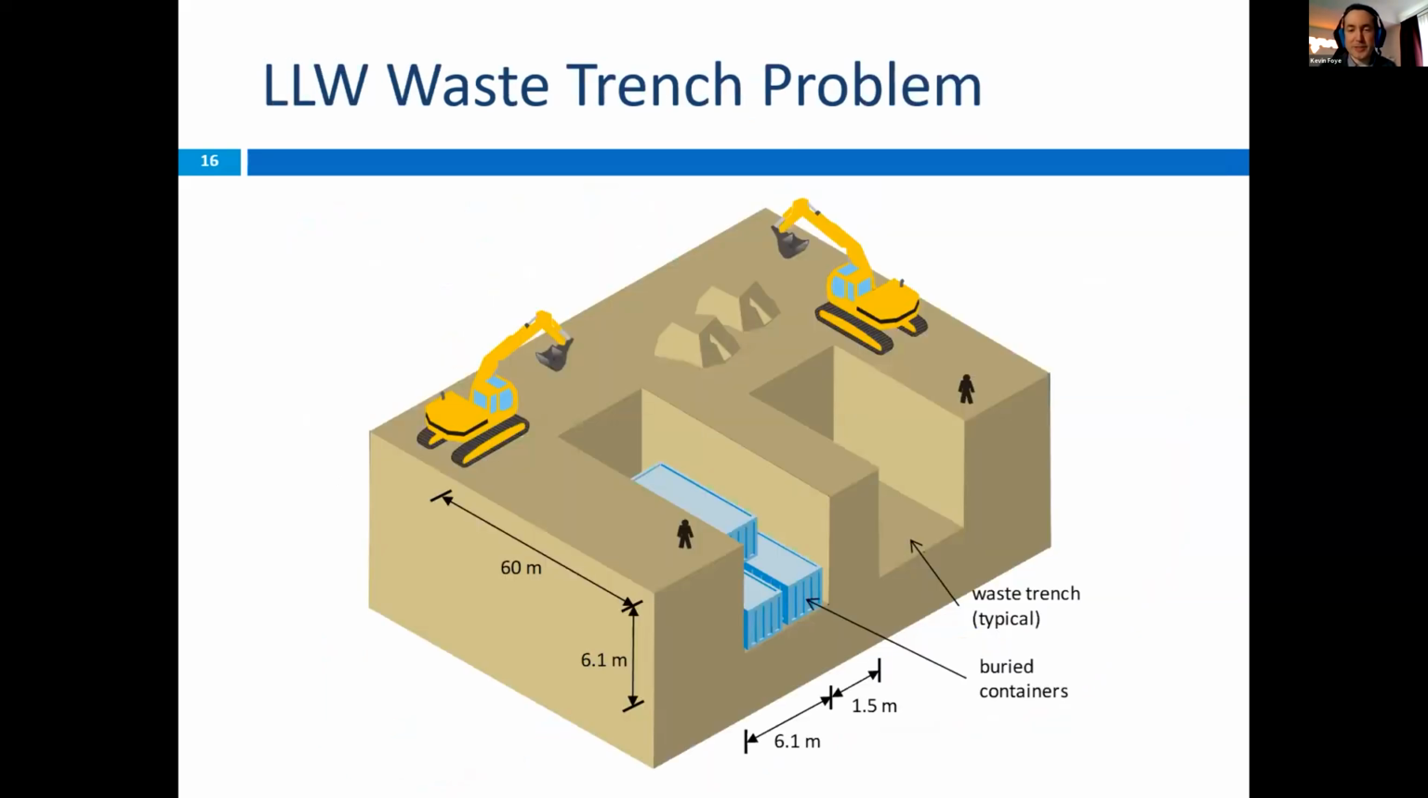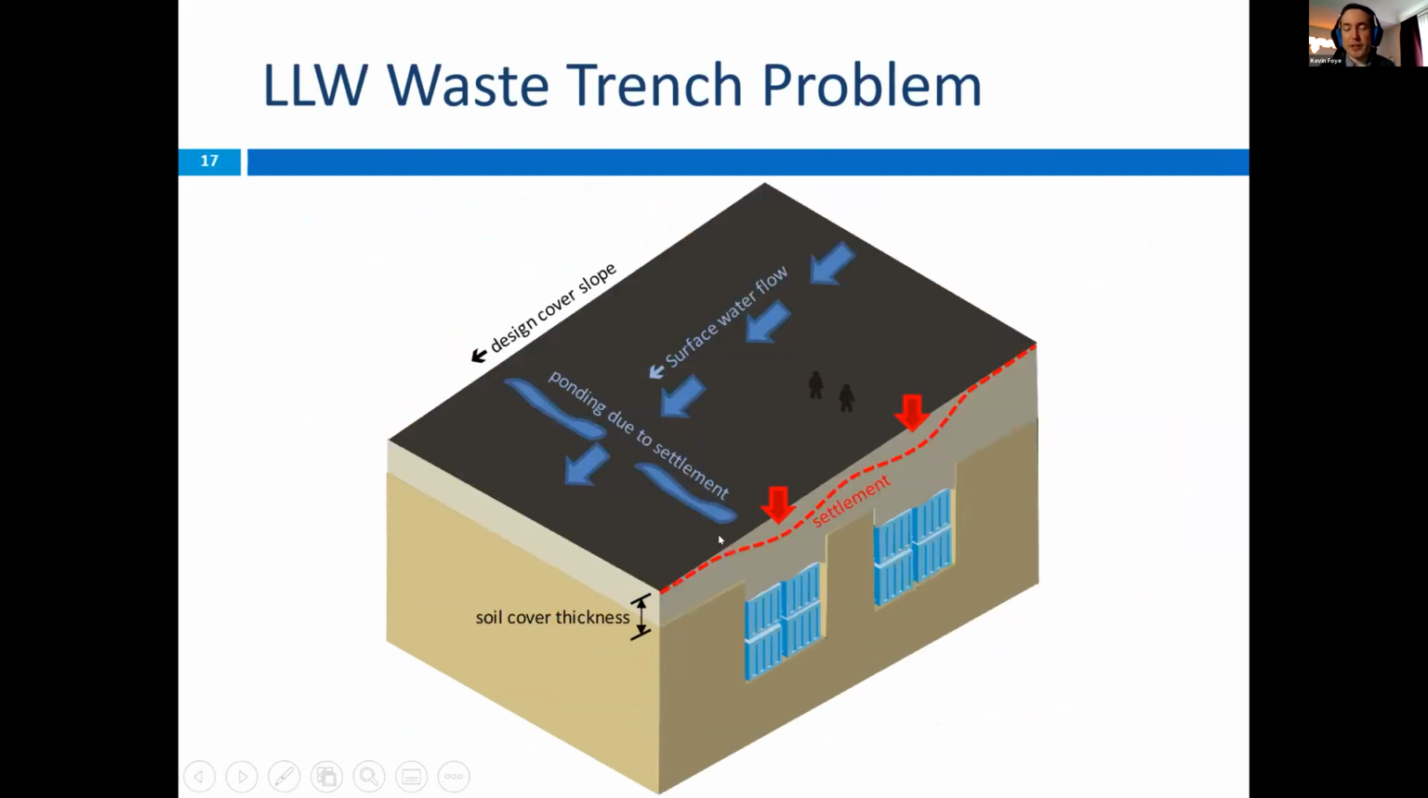So conceptually, we have something like this. We have containers in the ground and trenches. Those containers are buried. And what we're concerned about is that at some point in the future, those containers, because they have voids, will collapse. As a result of that collapse, there will be a change in volume in the ground that will express itself as depressions at the ground surface. And we will have, as a result, ponding water, which is precisely the thing that we're trying to avoid for the performance of our final cover.